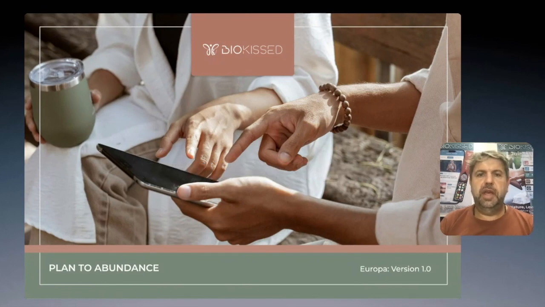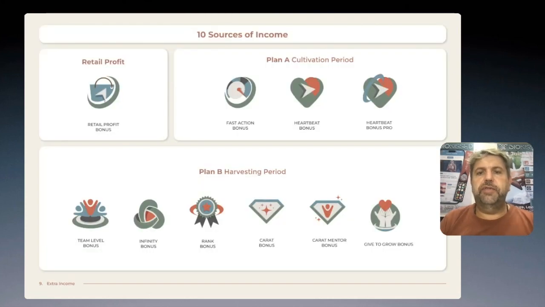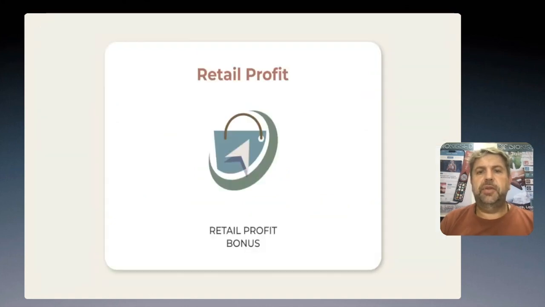After buying your wellness business pack of choice, you will become a nature-loving advocate just like me. This will give you access to your back office, the BioKissed Academy. It creates the possibility to earn 10 sources of income through your referral link and be recognized for achieving your goals as an entrepreneur. This overview shows you the 10 sources of income that are part of the BioKissed plan to abundance. But today, I'm here to explain to you all about the retail profit bonus.